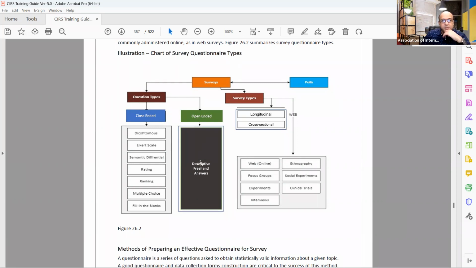Open-ended means that it's descriptive, freehand. You can just reply as you want. There is no structure to it. It's just a simple question, and you have to write a note or respond to it freehand and with a free mind. Close-ended means that it is given to you as a choice and it is crafted carefully, and there is a design to it and a method to how certain questions have to be distinguished or presented as either dichotomous, Likert scale, semantic differential, rating, ranking, and all that.